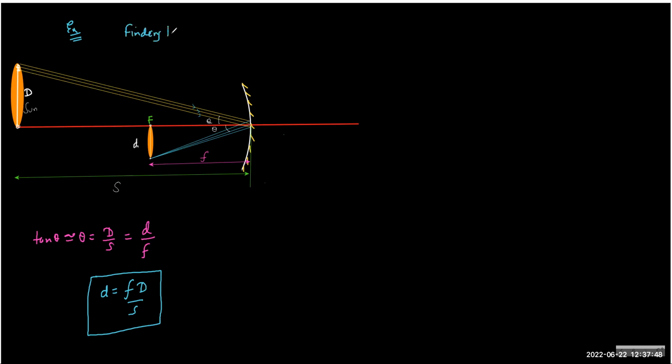Finding the size of image. Anybody having any difficulty in realizing this part? No. And if you extend this light ray further, you can see it. If you put an eye here, you can see the image of the sun. So that is how the reflecting telescope works.